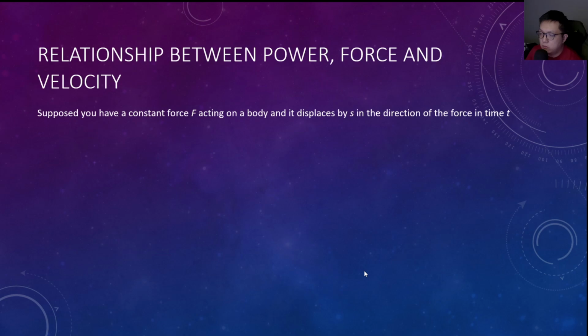Okay, so this is something new. We want to talk about power, force, and velocity together. So suppose you have a constant force F acting on the body, and the body displaces by s in the direction of the force in time t. If you do the math, remember power is rate of change of work done, right? So if I sub this in, W will be equal to Fs, and this t.